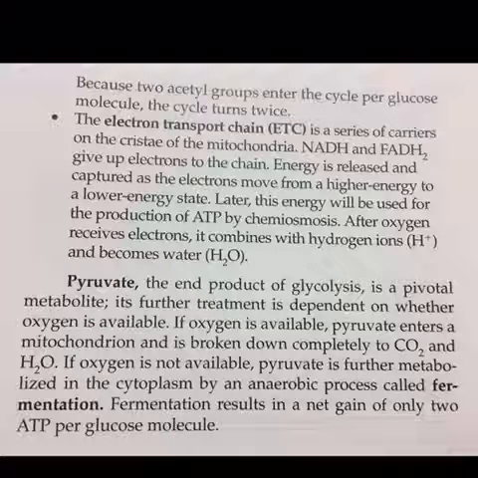Pyruvate, the end product of glycolysis, is the pivotal metabolite. Further treatment is dependent on whether oxygen is available. If oxygen is available, pyruvate enters a mitochondrion and is broken down completely to CO2 and H2O. If oxygen is not available, pyruvate is further metabolized in the cytoplasm by the anaerobic process called fermentation. Fermentation results in a net gain of only 2 ATP per glucose molecule.